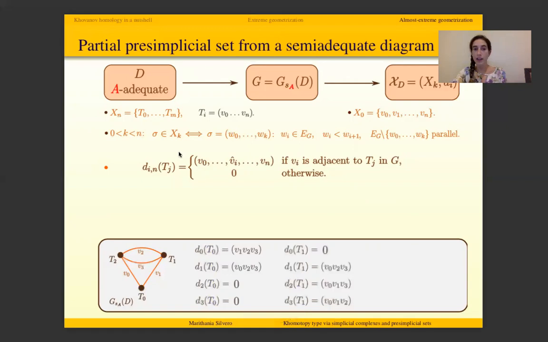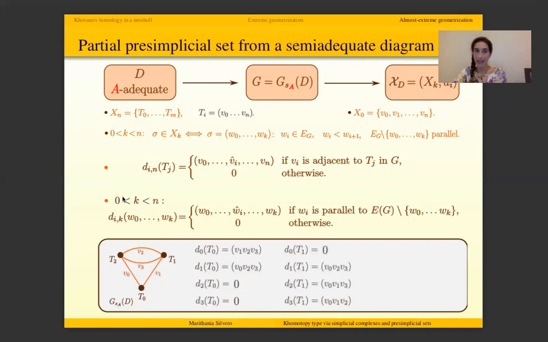And if we want to define dk when k is between 0 and n, what we do is the following. Recall that here we have k plus one tuples. If the edge which is in position i here is parallel to the edges not appearing here, then we are going to remove it, and otherwise we map this to zero.